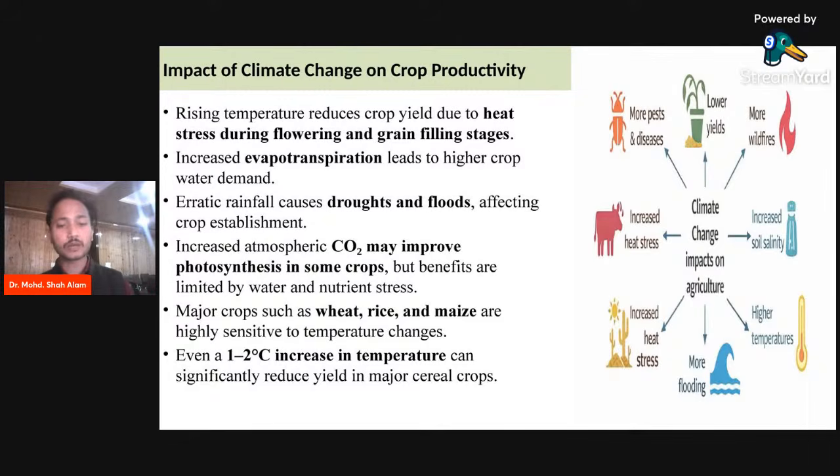Next are major crops such as wheat, rice, and maize, which are cornerstones of Indian farming. These are highly sensitive to temperature changes. It was reported by some research, by Yale research and by the Times of India also, that even a 1 to 2 degrees Celsius increase in temperature can significantly reduce yield in major cereal crops.